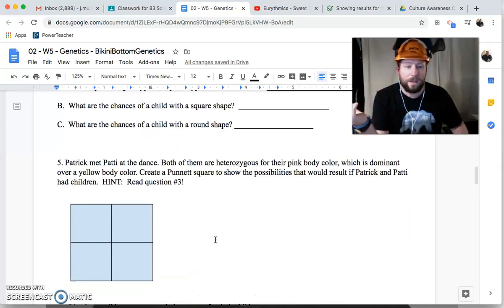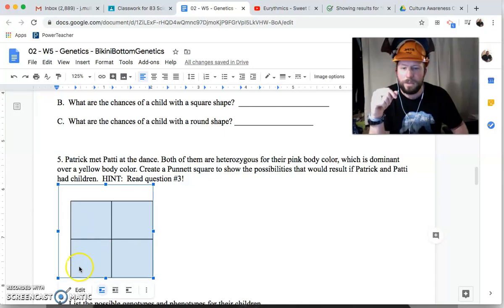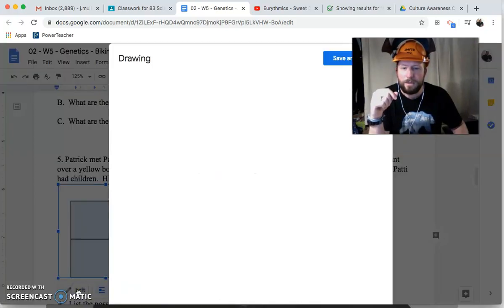Number 5, continuation of the SpongeBob story. You definitely need to refer back to an earlier question and read question number 3 to give you the genotypes that you want to be using for this Punnett square. It doesn't look like you can edit, unfortunately. That's irritating.